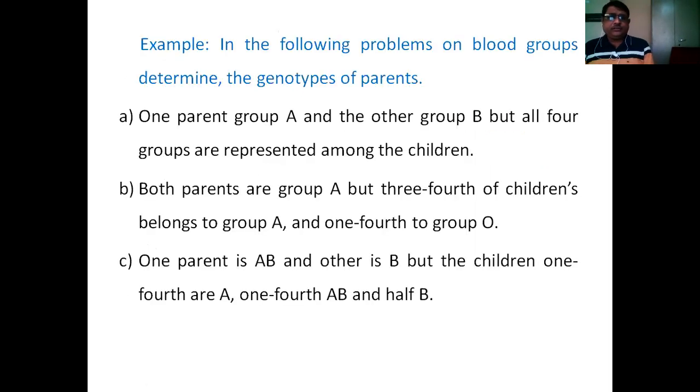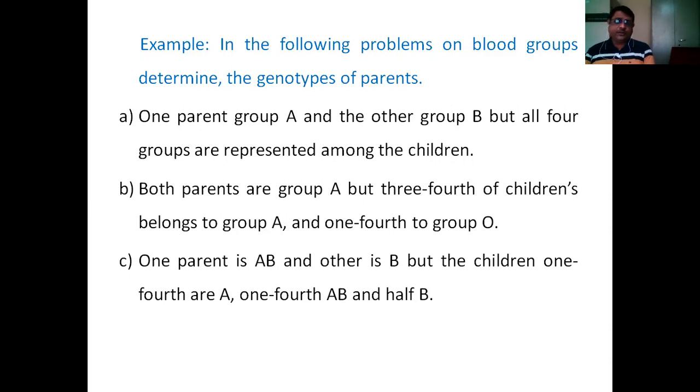Then the second example we will see, that is, in the following problems on blood groups, determine the genotypes of parents. One parent is of blood group A and the other parent is of blood group B, but all the four groups are represented among the children. Here we want all the four groups among the children, and one parent has blood group A and the other parent has blood group B.